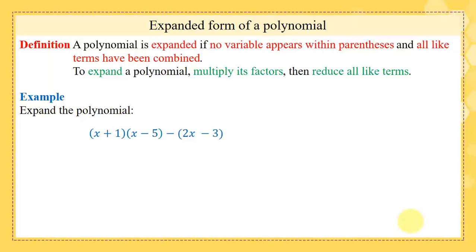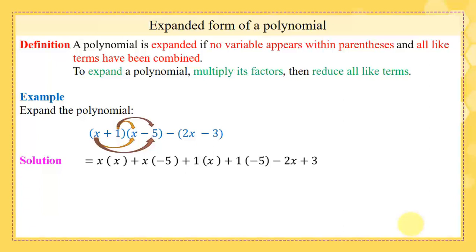First, we will start by multiplying the first two polynomials, (x plus 1) times (x minus 5). We will multiply every term of the first with every term of the second. We will get the following. For the second part, the negative sign is outside, so we will change the sign of every term inside. We will get x squared minus 5x plus x minus 5 minus 2x plus 3.